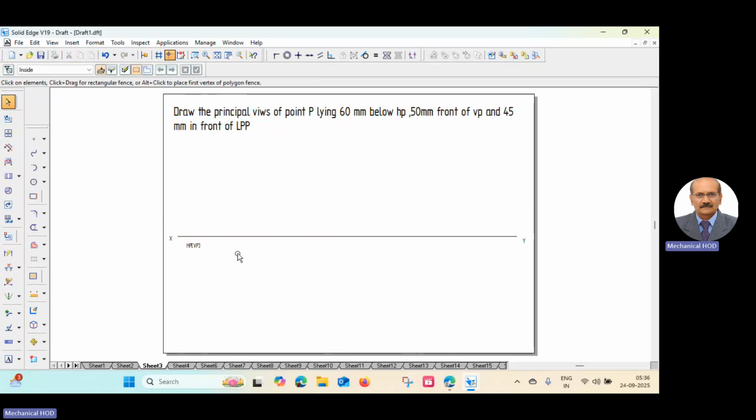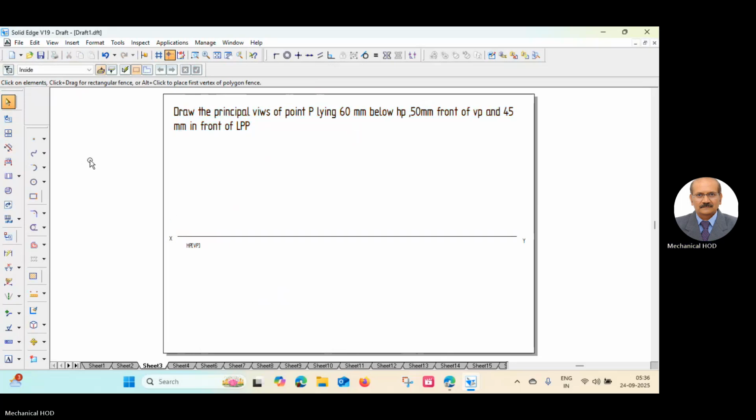Now we'll fix the top and front view. For that, point P lying 60 mm below HP. The distance between the point and the HP is 60 mm. This distance can be seen on the opposite plane of HP, that is VP, after projection. After projection, this distance 60 mm can be seen on VP. VP is below the XY line.